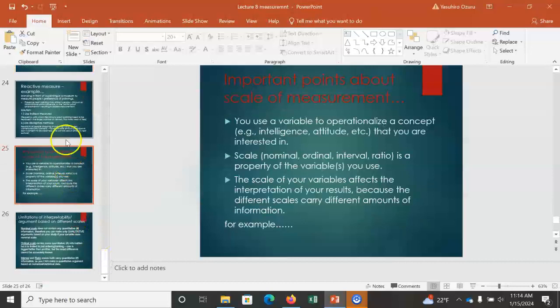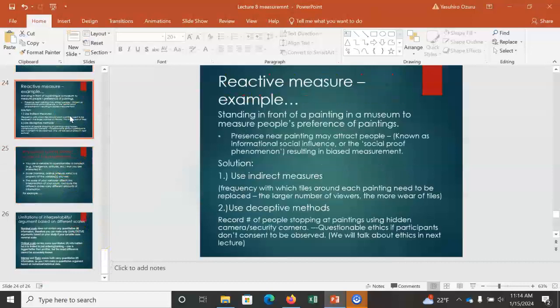So important. Here is an example about a reactive measure. So please read it carefully. If you suspect the measure has reactivity, you need to think about a way to overcome it. This slide talks about some ways to overcome that.